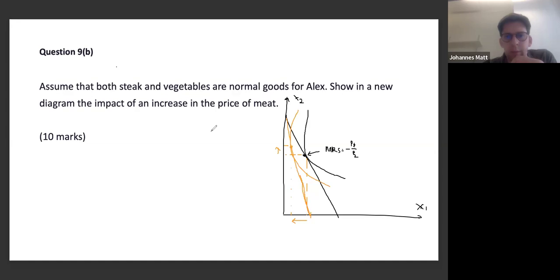Do we have to do a separate graph? Yes, the question asks for separate graphs. You have to draw a separate graph. Should we show income and substitution effects? No, that's not necessary here. Do we need to explain the graph with words? Yes, you always should. If you just draw a graph, you should also explain what the graph does here.